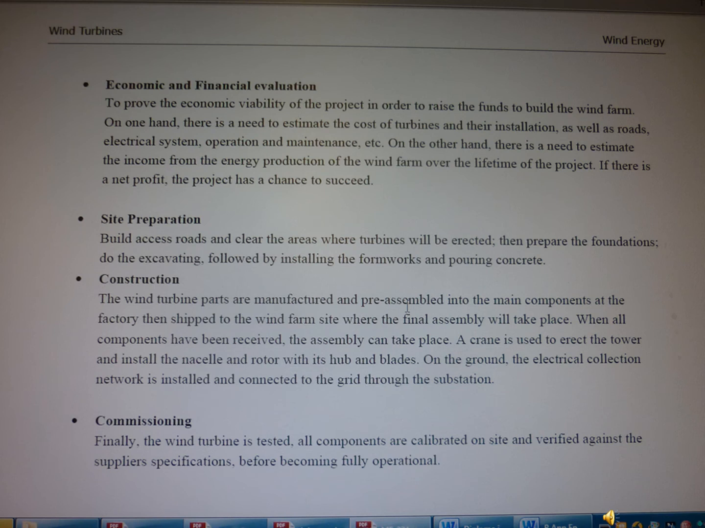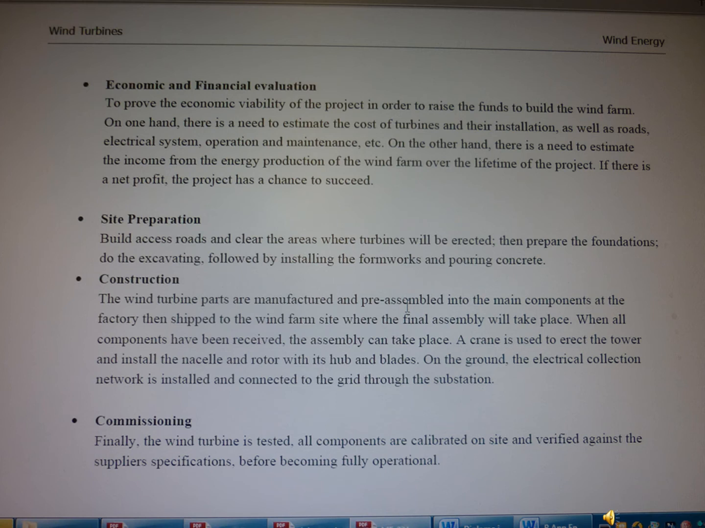We also have to be concerned about the economic and financial evaluation. To prove the economic viability of the project in order to raise the funds to pay for the wind farm, on one hand, there is a need to estimate the cost of the turbines and their installation, as well as the roads, electrical system, operation and maintenance, etc.